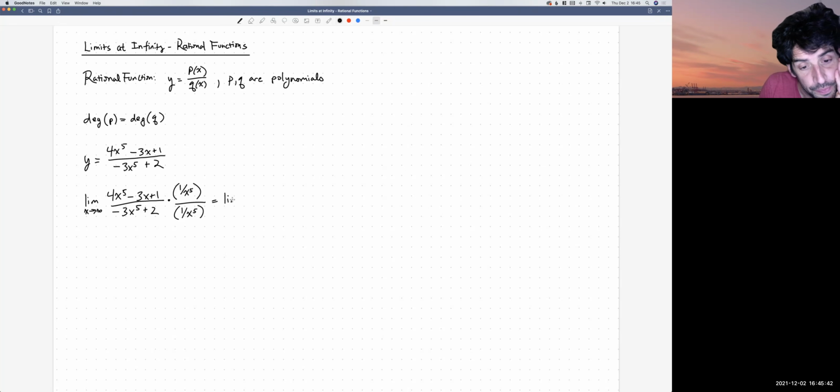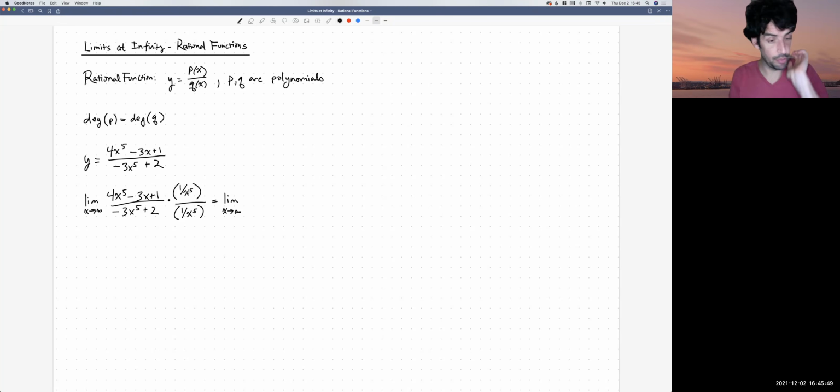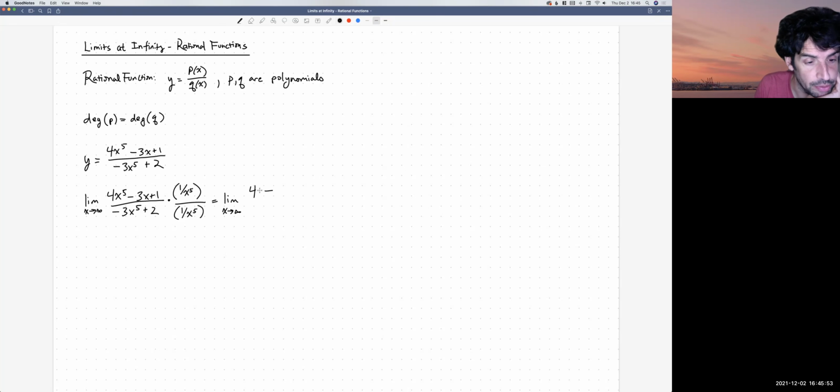All right, so let's see what happens. We distribute this 1 over x to the fifth to each term in the numerator. When we multiply it by 4x to the fifth, we're left with just 4. When we multiply it by 3x, we're left with negative 3 over x to the fourth. And then we have 1 over x to the fifth when we multiply it by 1. In the denominator, we get negative 3 plus 2 over x to the fifth.